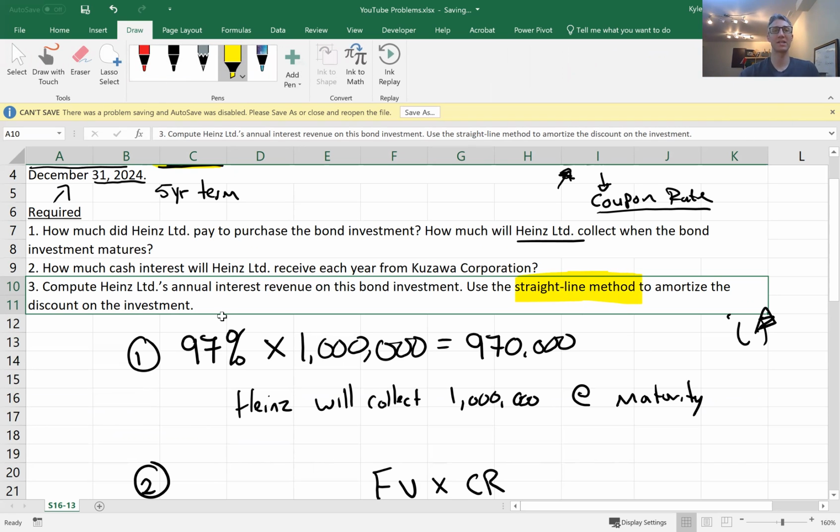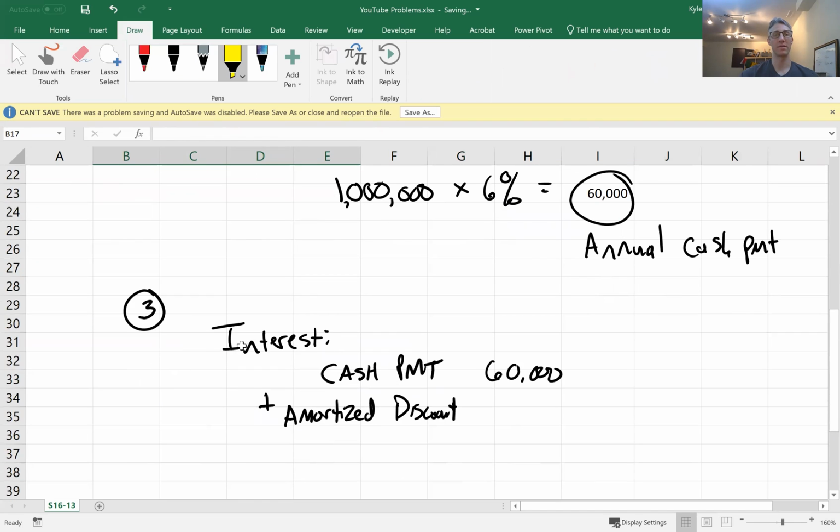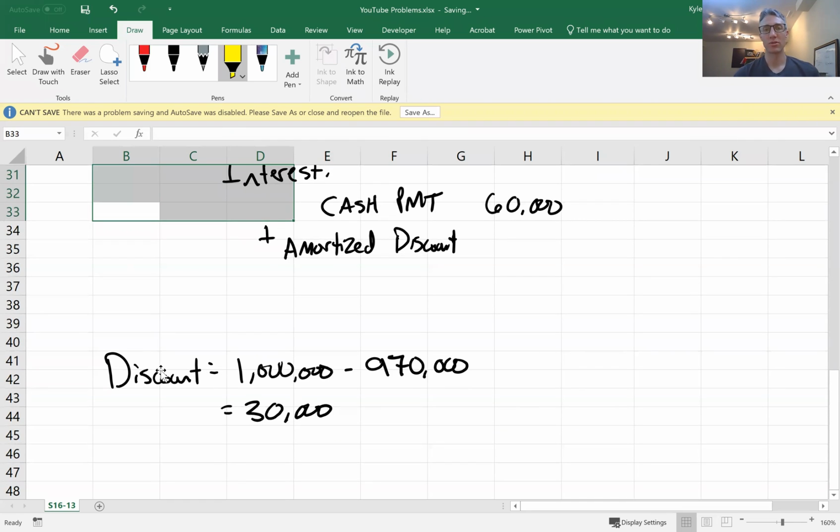Now, this is just asking us to compute the interest revenue. I'm going to go beyond the problem. I think it's always good to go beyond the problem. I'm going to do the journal entries for this as well, and I'll do it for requirement 1 and requirement 3. But before we get to the journal entries, let's just look at this.